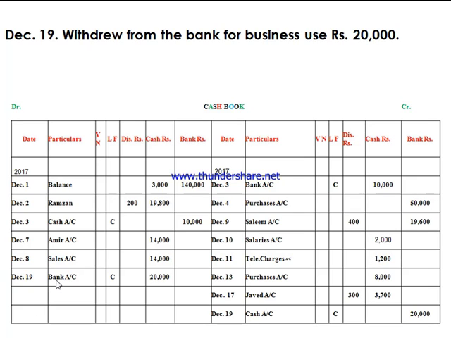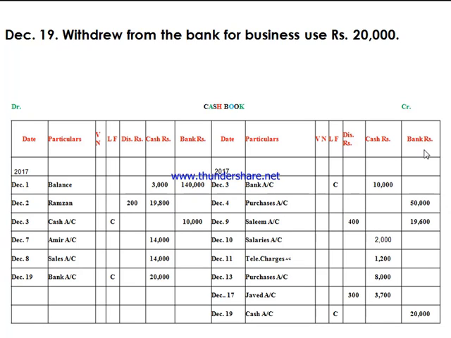December 19, cash is coming into the business, so on the receipt side we will write down the amount in the cash column. So cash 20,000, contra entry, therefore we record a contra transaction. On the payment side, 20,000 has been paid out from our bank account. Therefore, on the payment side, we will record 20,000 in the bank column as cash is going out, as payment is made from the bank.